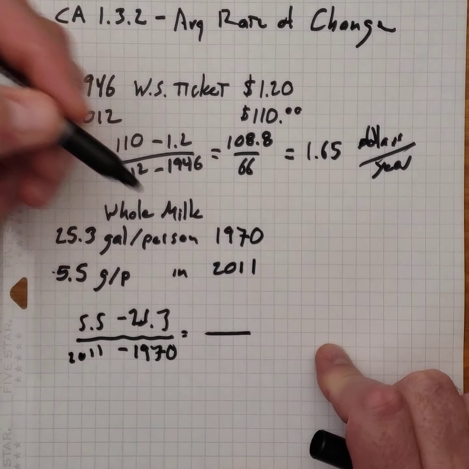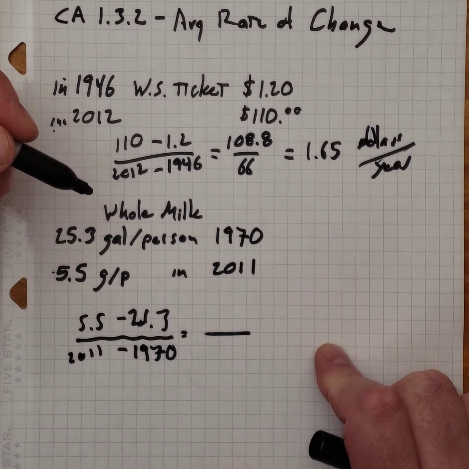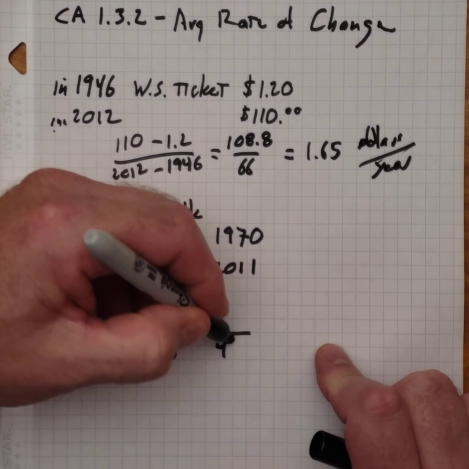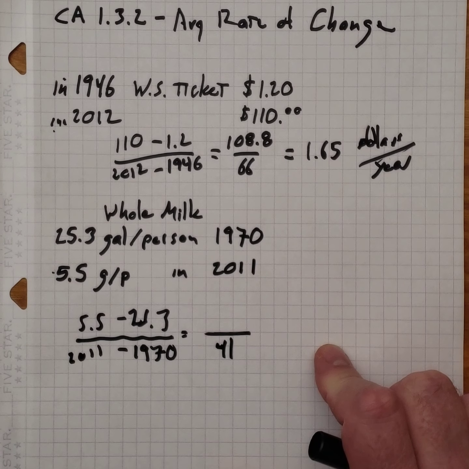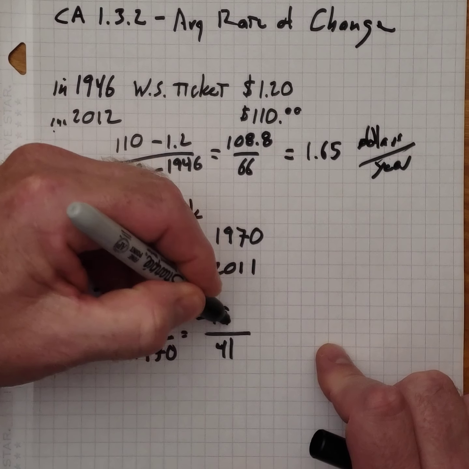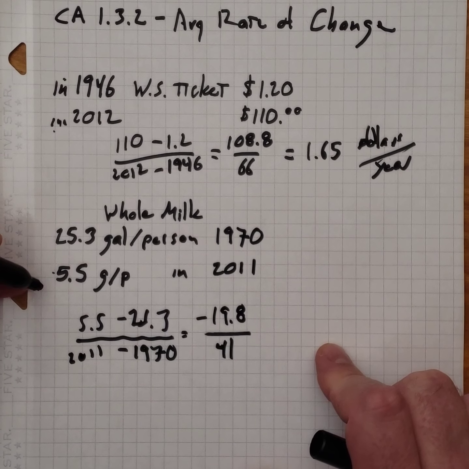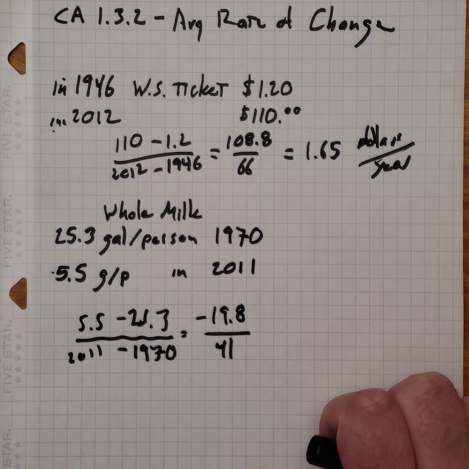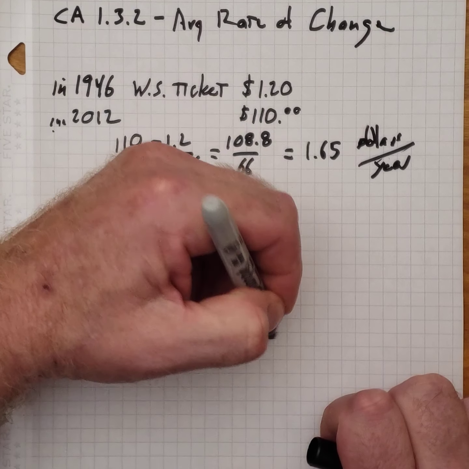Well, the years is fairly easy. That's 30 years and then 41. So the time period is 41 years long. And then I'm not feeling real confident in my mental arithmetic today, so I'm going to do this in the calculator. 5.5 minus 25.3 is negative 19.8. Obviously, the thing went down, so our slope, our rate of change should be negative. We divide that by 41, and we get negative 0.483.